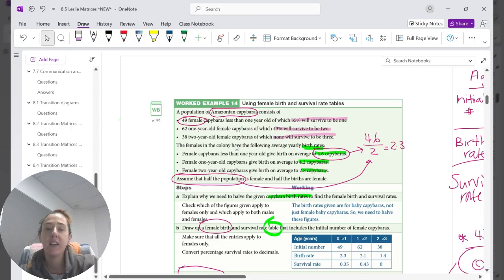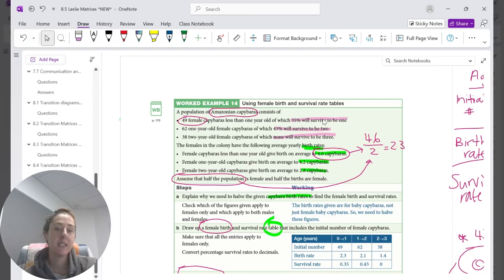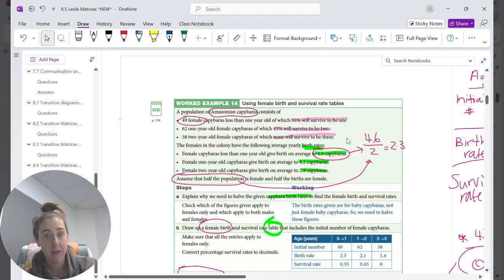We've got 49 female capybaras less than 1 year old, of which 35% will survive to 1. We've got 62 1-year-old female capybaras, where 43% will survive to be 2. We've got 38 2-year-old female capybaras, of which none will survive to be 3. So then we go on to their birth rates. Female capybaras less than 1 year old give birth on average to 4.6 capybaras.